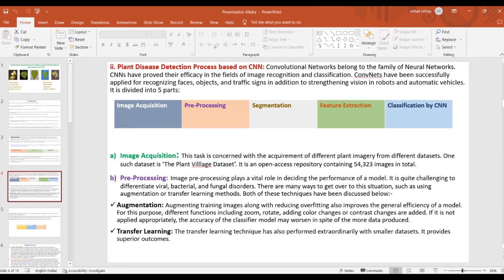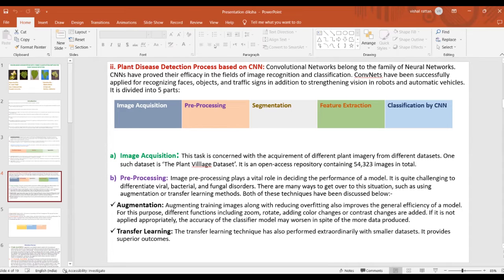Plant disease detection based on CNN is divided into five parts. The first one is image acquisition. In this, acquirement of different plants imagery from different data sets, one data set being the PlantVillage data set. Then we have pre-processing. It decides the performance of the model. It is quite challenging with different viral, bacterial, and fungal disorders.